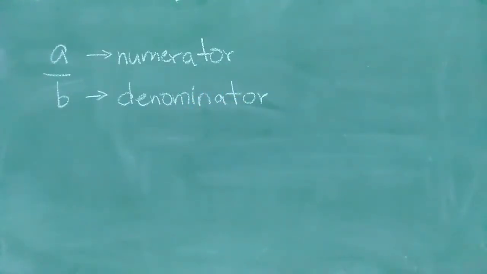Take note of this one. The denominator must not be equal to 0. Is that clear? Okay, let's have adding and subtracting fractions.